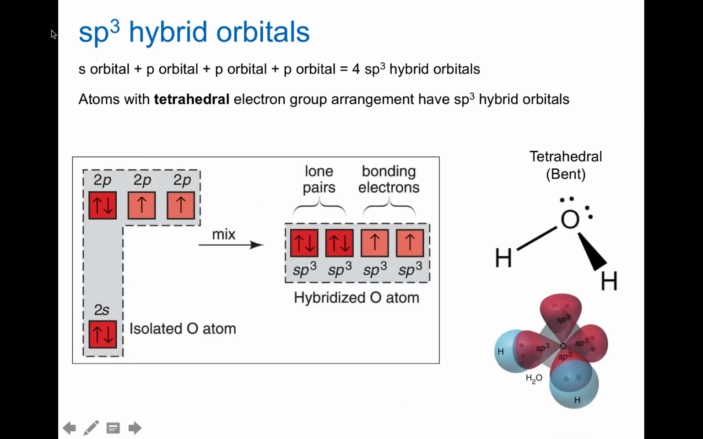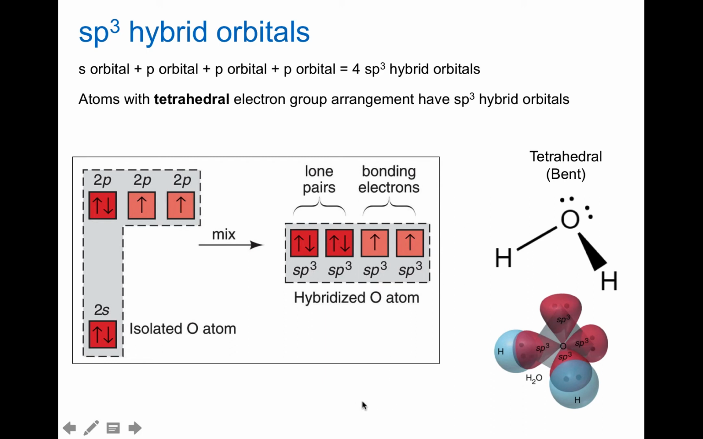Next, we'll talk about oxygen and its sp3 hybridized orbitals. Like carbon and nitrogen in the last 2 examples, oxygen will often have tetrahedral electron group arrangement. Again, it doesn't exclusively have it, but in many cases it does. It'll combine its 2s and 3 2p atomic orbitals to make a total of 4 sp3 hybrid orbitals. That's the same as the carbon and the nitrogen example.